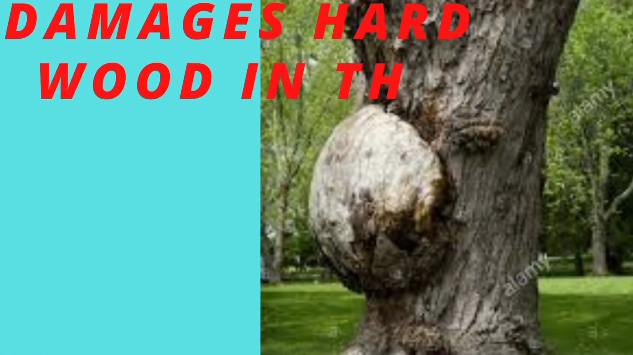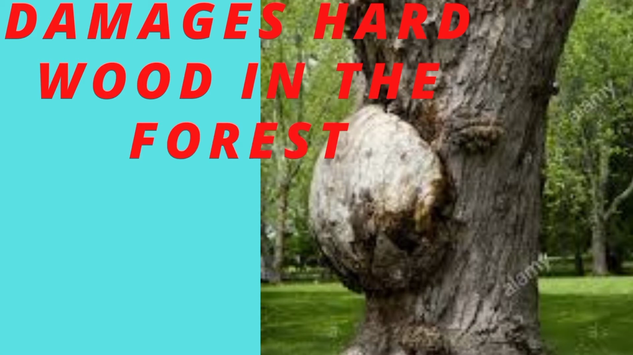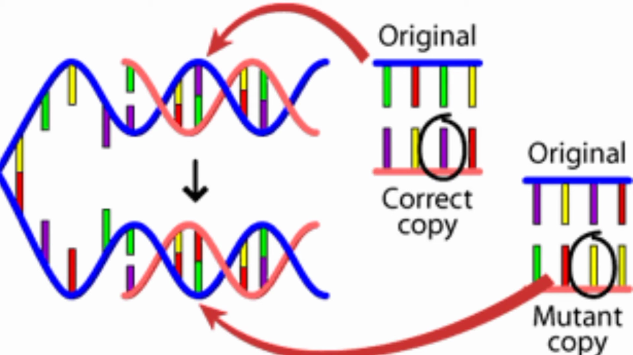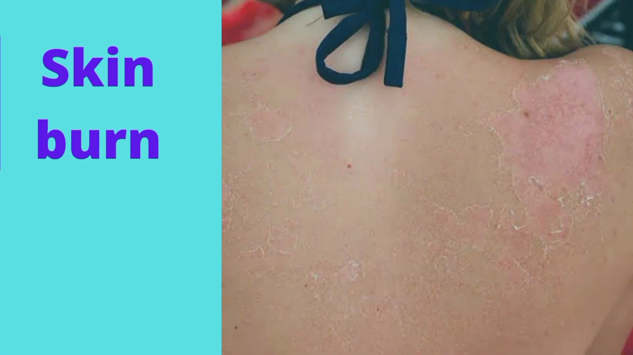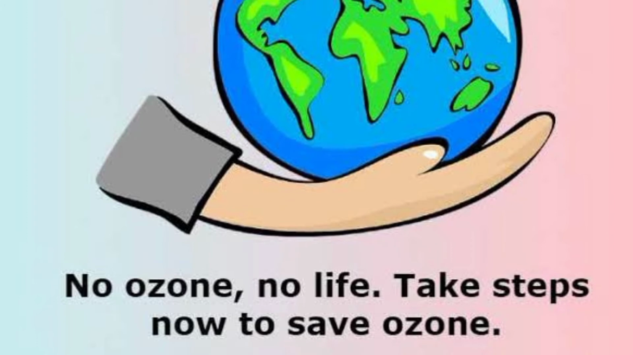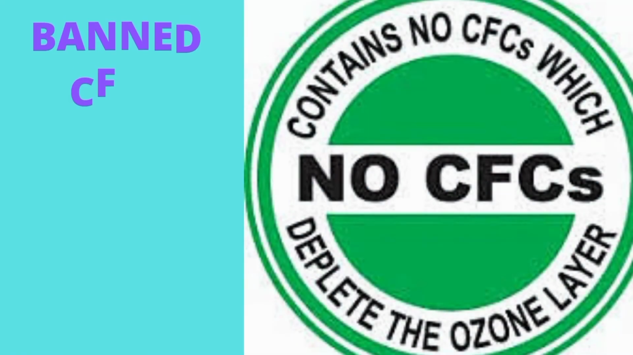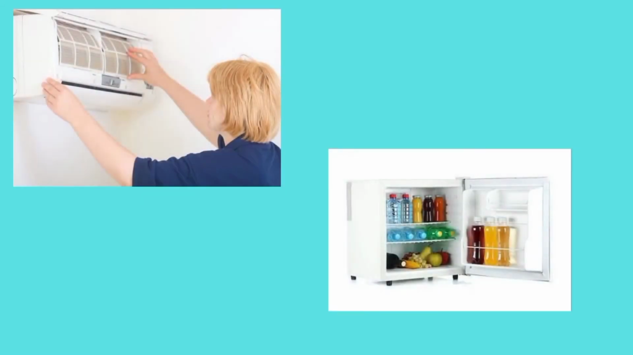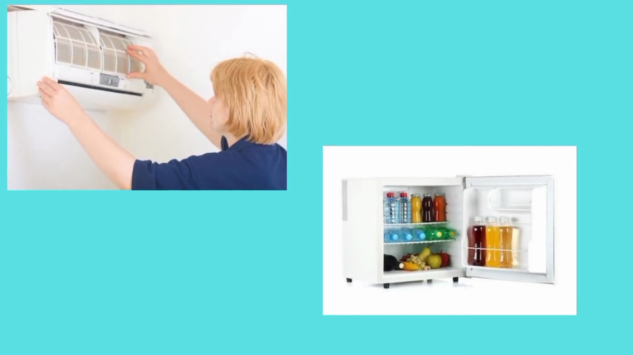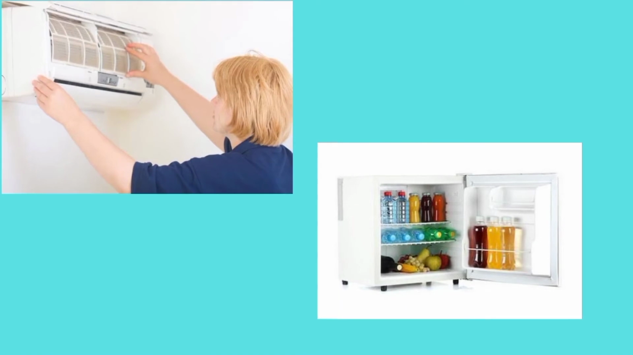It can destroy forestry, thereby causing deforestation. Depletion of the ozone layer can cause mutation of the DNA, which can lead to serious health issues. It can also lead to skin burns. We need to control this depletion. Remember, no ozone, no life. So we must take steps to control ozone layer depletion by banning chlorofluorocarbon, or if we have faulty refrigerator and air conditioner, we should fix them immediately and dispose them properly.